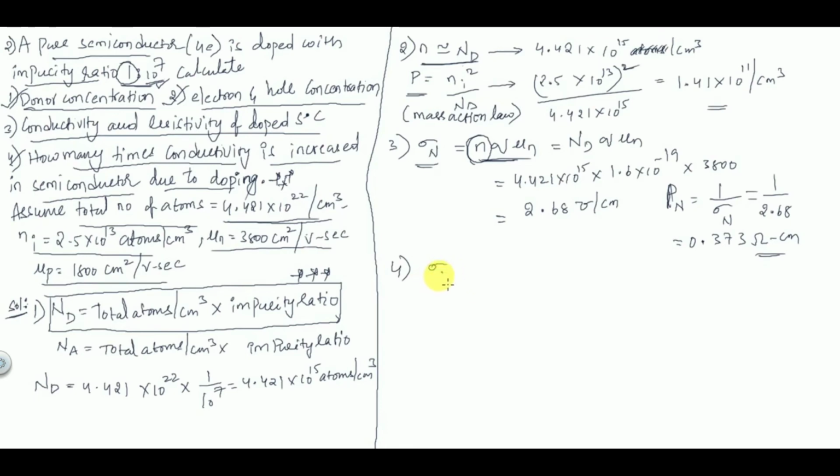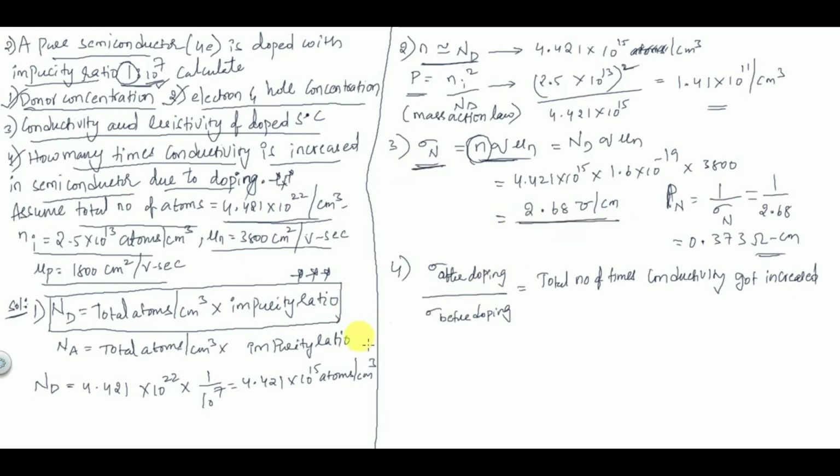Okay, so conductivity after doping divided by conductivity before doping. This gives the total number of times the conductivity got increased. Okay, this is the simple formula you have to use. So what is conductivity after doping? This is the conductivity after doping, which we have already found, and it is equal to 2.68.